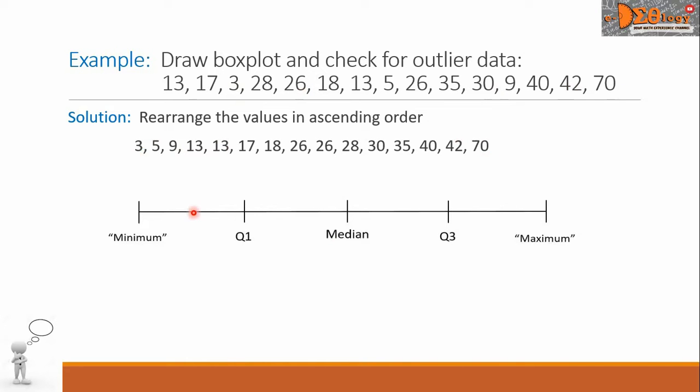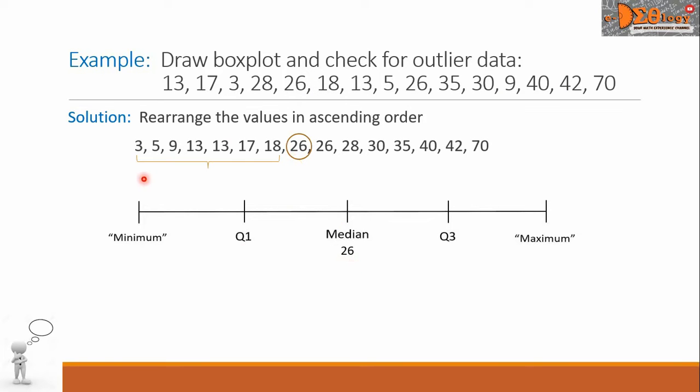Now the boxplot is here. In the middle is the median, the minimum and the maximum at endpoints. First quartile is here and third quartile also. We know that the median is the middle value, that is 26. So we write that value in the middle.